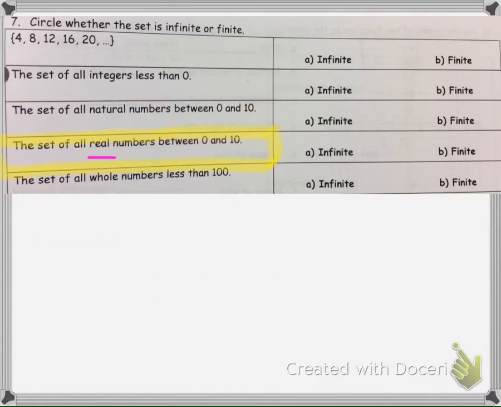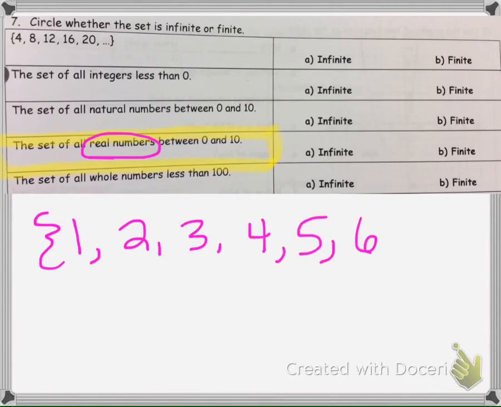Alright, here we have real numbers, and real numbers are all numbers. Decimals, fractions, integers, negatives, positives, all the numbers. So if we're going to list the set of all real numbers between 0 and 10, in other words, it's not going to just be this, like the previous problem. Okay, that is finite. That was the one before this problem. But this one is not finite because it says real numbers, and real numbers are decimals and fractions as well.